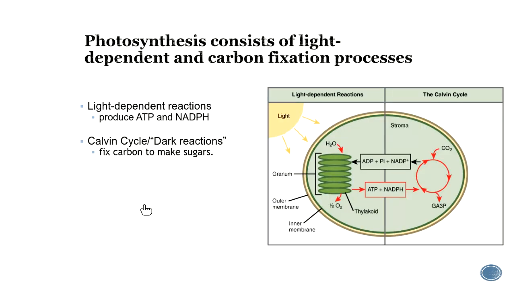So we break it up into two big parts. So we had like the three big parts for cell respiration. For photosynthesis, we're going to break it up into two. We're going to have the light-dependent reactions, and the goal of that is to produce ATP and NADPH. And then we're going to have the dark reactions, also called the Calvin cycle. And basically that's to fix the carbon that we get from the carbon dioxide and to make it into sugar. So they do feed off each other. Both cycles kind of work off each other.